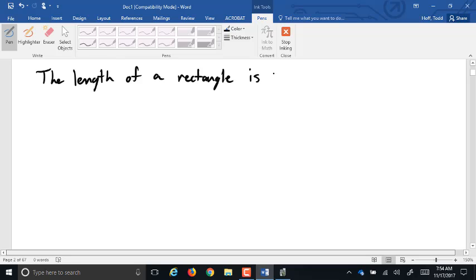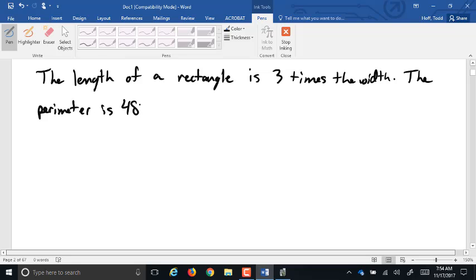The length of a rectangle is 3 times the width. The perimeter is 480 feet. Find L and W.